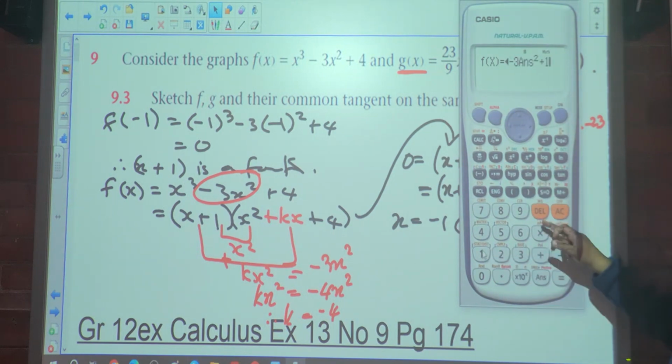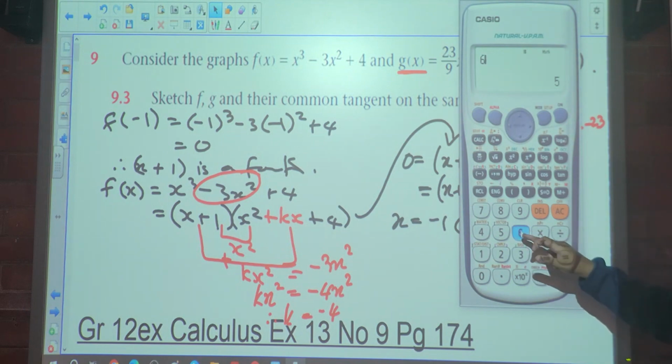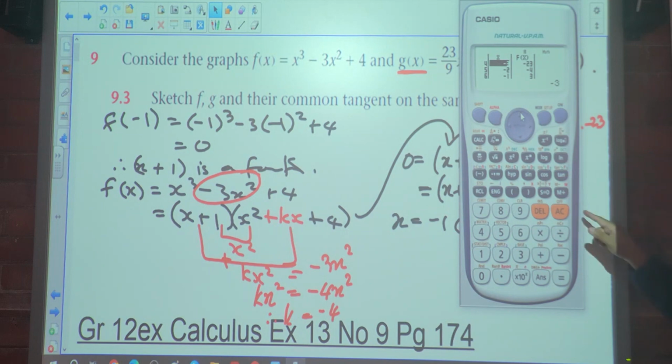Plus 4. Okay, so there's no g of x. We start at negative 6 to 6. Remember, we got 1, negative 1, 2, negative 2, 3, negative 3, 4, 6, negative 6. So you start at minus 6 to 6, steps of 1. We're going to look where it gives you an answer of 0. And lo and behold, the answer of 0 is not there, which means I probably entered the function wrong.